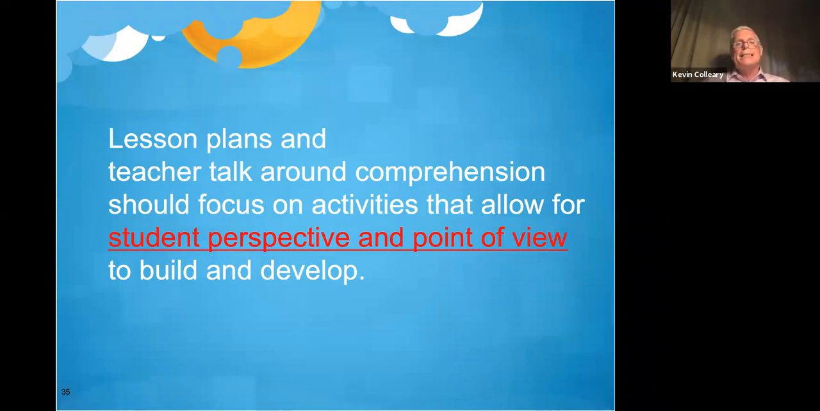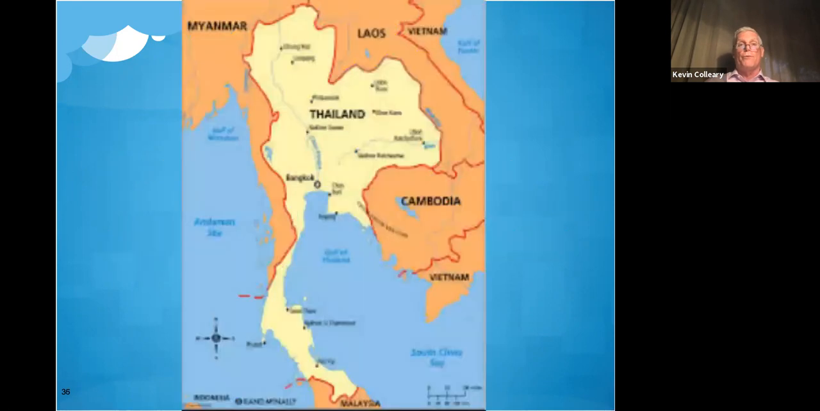Ideally, lesson plans and teacher talk around comprehension should focus on activities that allow for student perspective and point of view. This is a hugely important piece of understanding what it means to be a critical thinker: giving students that air, that time, that space to actually connect with whatever text they're reading in a way that allows their own perspective and point of view to come through.